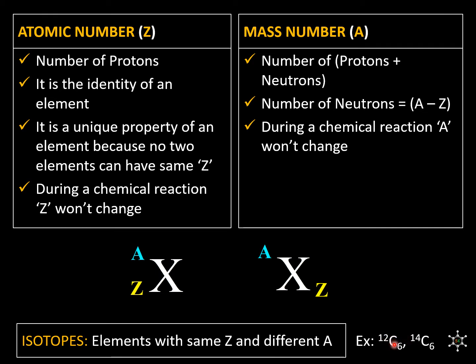The moment we call this element carbon, we know that Z for this is 6. Carbon 12 has 12 minus 6, 6 neutrons. Carbon 14 has 14 minus 6, 8 neutrons.